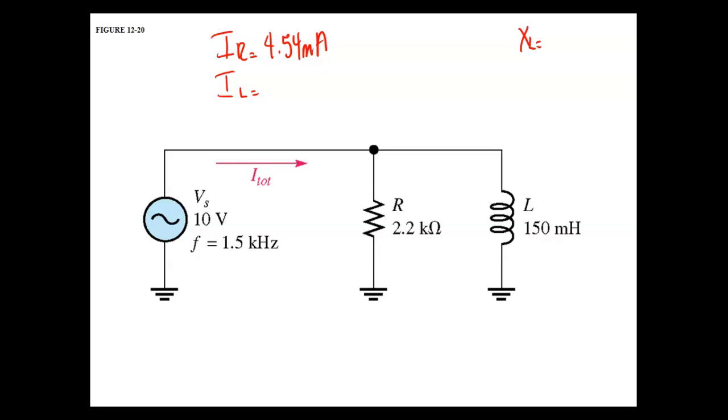6.28 times 1.5 kilo times 150 milli. And don't do the reciprocal. That's what you've got to remember, right? Because y'all get used to hitting that reciprocal at the end on capacitors. Here it's just a straightforward formula: 2 pi FL. I don't know, it's got to be bigger than our big 1.4K. Okay?